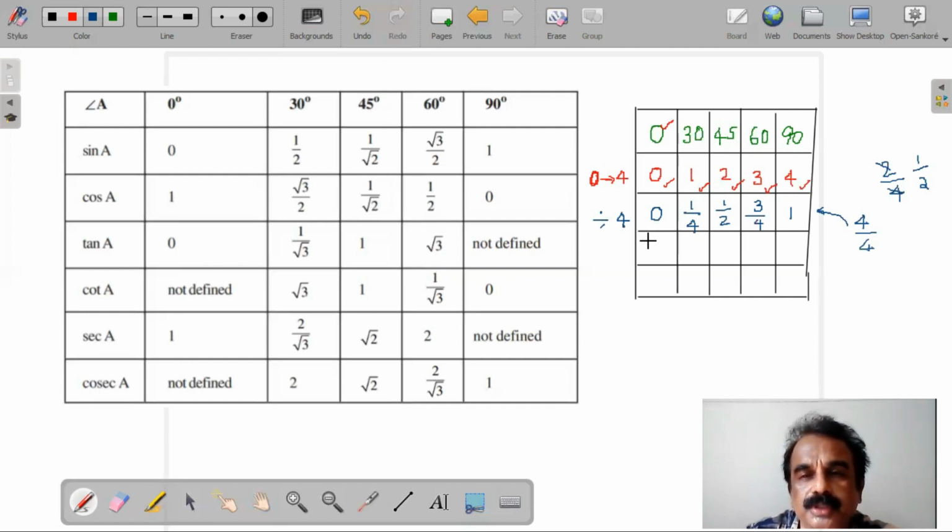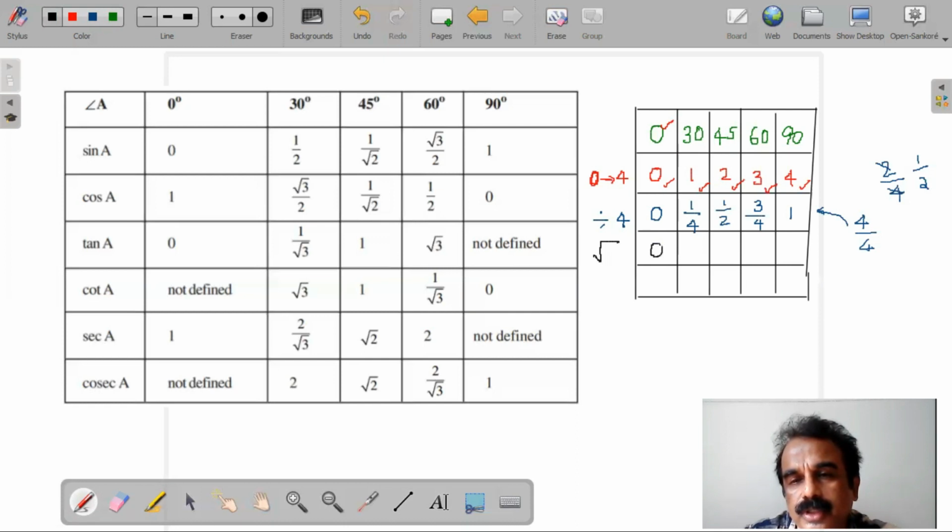Then the third step is to divide by 4. Each number should be divided by 4. Then see the fourth column, fourth row: find the square root of all.